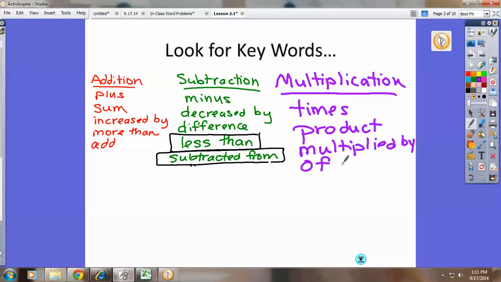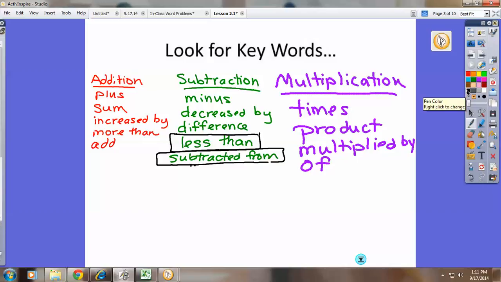The subtraction ones were the only ones that are going to have the turnaround words. Usually there is one in addition, but we don't worry so much about that because addition is commutative. So our focus on the turnaround words is only in subtraction. We don't have to worry about that in any other operation.